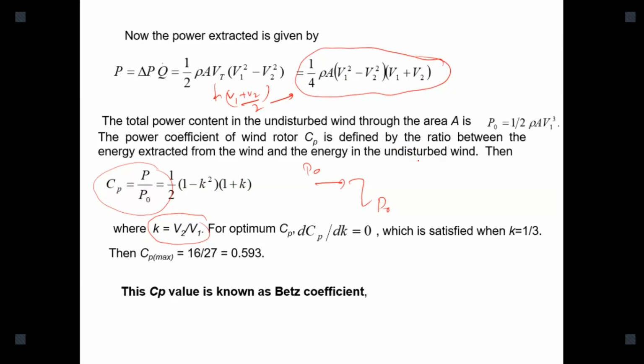Now this can be optimized. How can we do the optimization? Mathematically, we do optimization by finding the maxima and minima. This is simple: by differentiating with respect to K, it should be 0. There is a maximum or minimum on the curve. CP is a function of K.